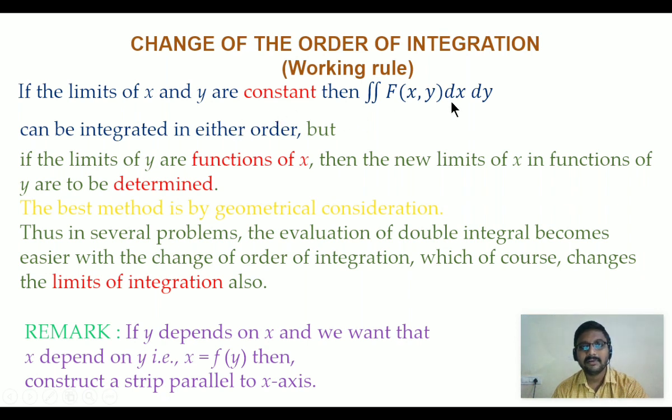If we want to integrate first with respect to x and then y, or first with respect to y and then x, in both cases we get the same result when the limits are constants. If the limits are variable, that is, the y limits are in terms of x, then we have to convert to x limits in terms of y. Then we have to change the limits accordingly. For this, we have to use geometrical consideration. That means we take an old strip in the given region and then take the new strip to change the limits accordingly. For this, we have to draw the rough sketch of the region.